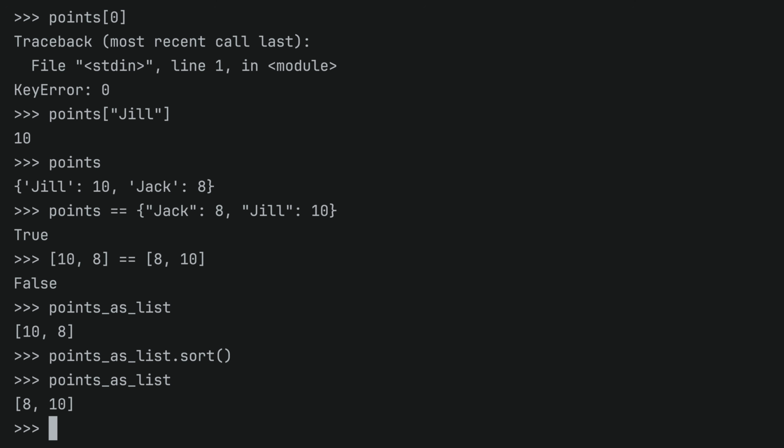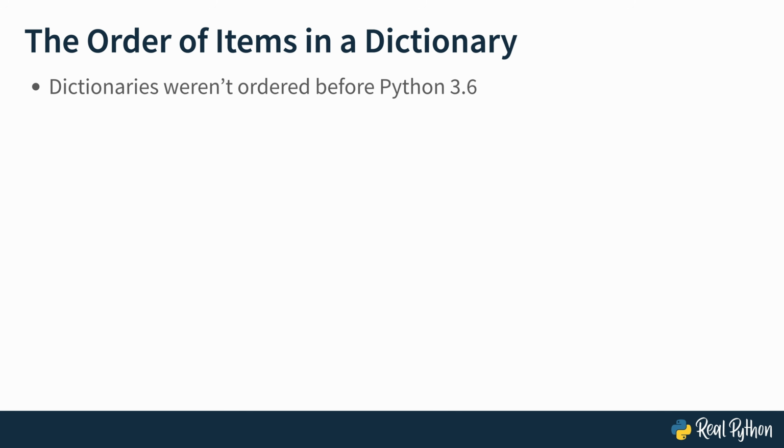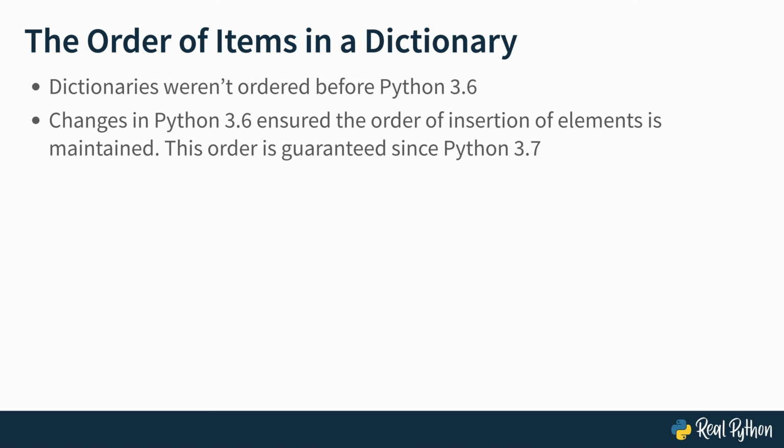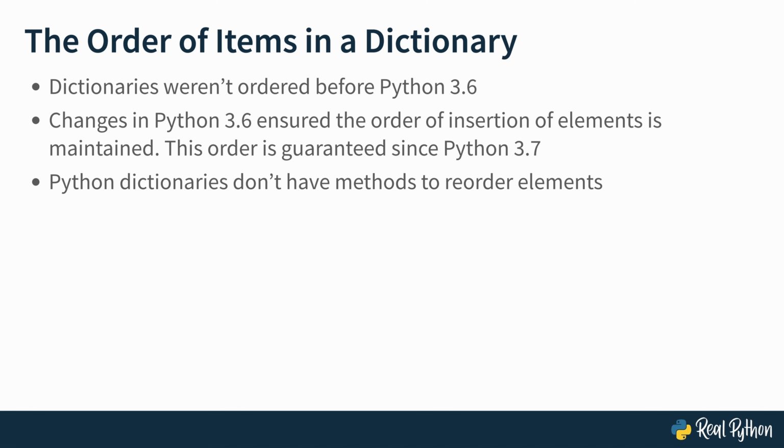Let's review the key points from this lesson before moving on to the next one. Dictionaries weren't ordered before Python 3.6. This means you couldn't sort a dictionary and keep it as a dictionary. However, the changes made ensure that the order of insertion is now maintained. And this order is now guaranteed since Python 3.7, when this became a formal part of the language. Still, dictionaries aren't sequences, and they don't have the same methods, such as lists do, that can be used to reorder elements. In the next lesson, you'll see yet another reason why dictionaries aren't well suited to be sorted.